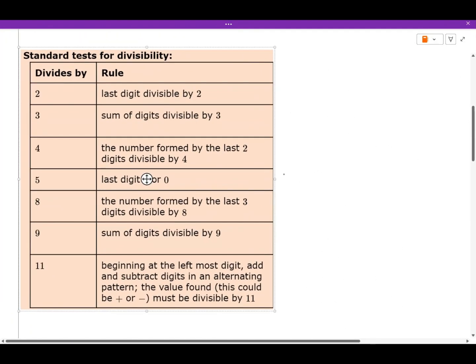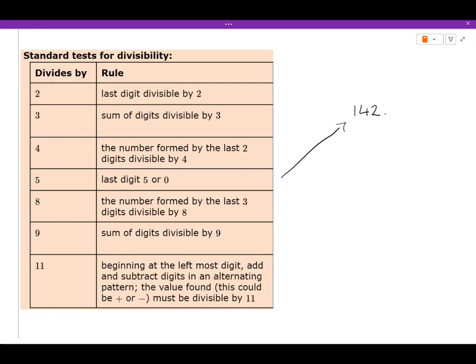Okay, so let's have a look at 5 now. The last digit is a 5 or a 0. I think most people tend to know that one. We only look at the last digit. So what we would say is the last digit is not 5 or 0, so 5 is not a factor of 1428. Another way of saying it is that the last digit should be divisible by 5. We could write it out in a very similar way to how we wrote it out for 2.